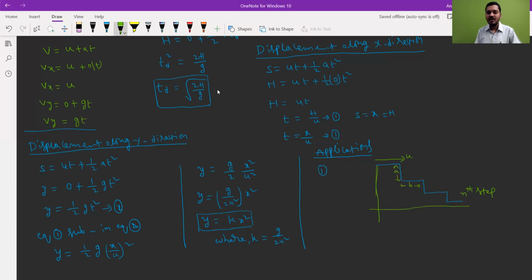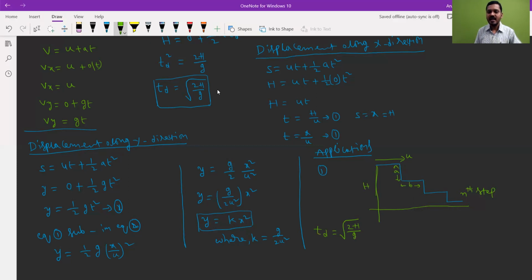Then we want to find the maximum height at which the body is projected with the initial velocity u, the h value, and the range of the projectile. We already discussed range of projectile and time of descent, the time taken by the body from the top of the tower to the ground. Here, the top of the tower is nothing but h. First, we know this equation: time of descent t suffix d is equal to root of 2h by g. But each step height we know here is a. But how many steps did we take here? Small n. Small n is the number of steps.